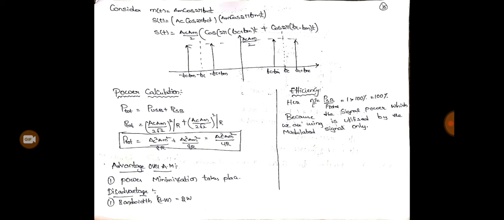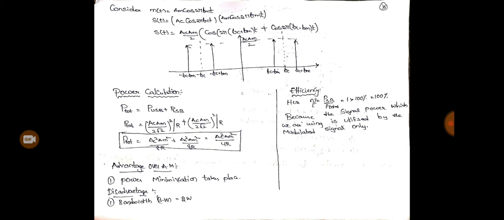consist of both the upper side band as well as the lower side band, that is fc+fm and fc−fm, with a magnitude of Ac Am/2. Similarly, we have a similar spectrum on the left side of the plane also.